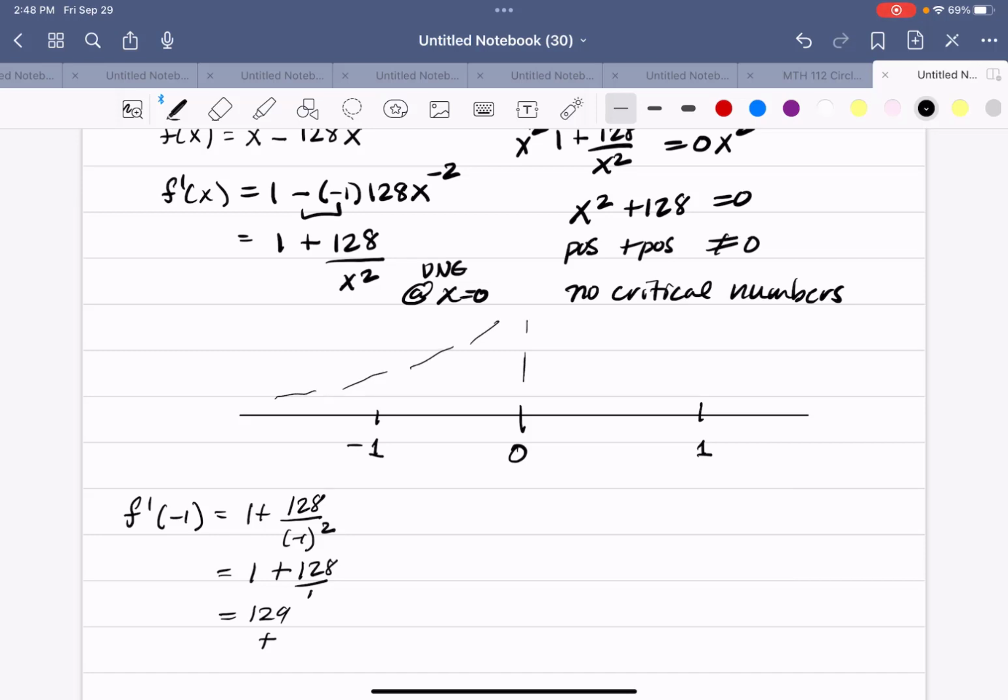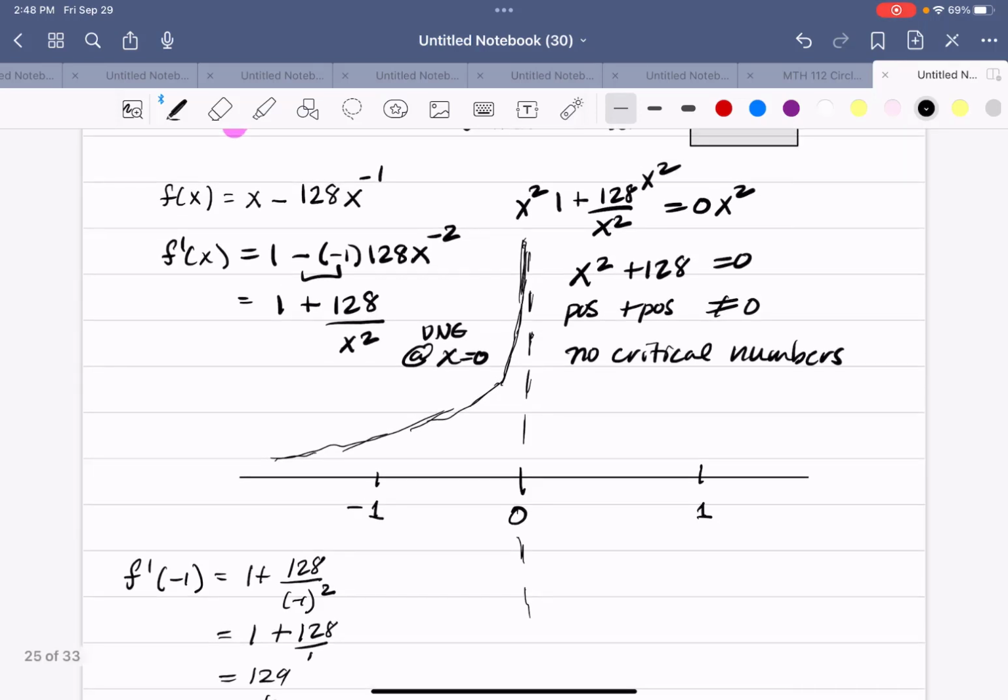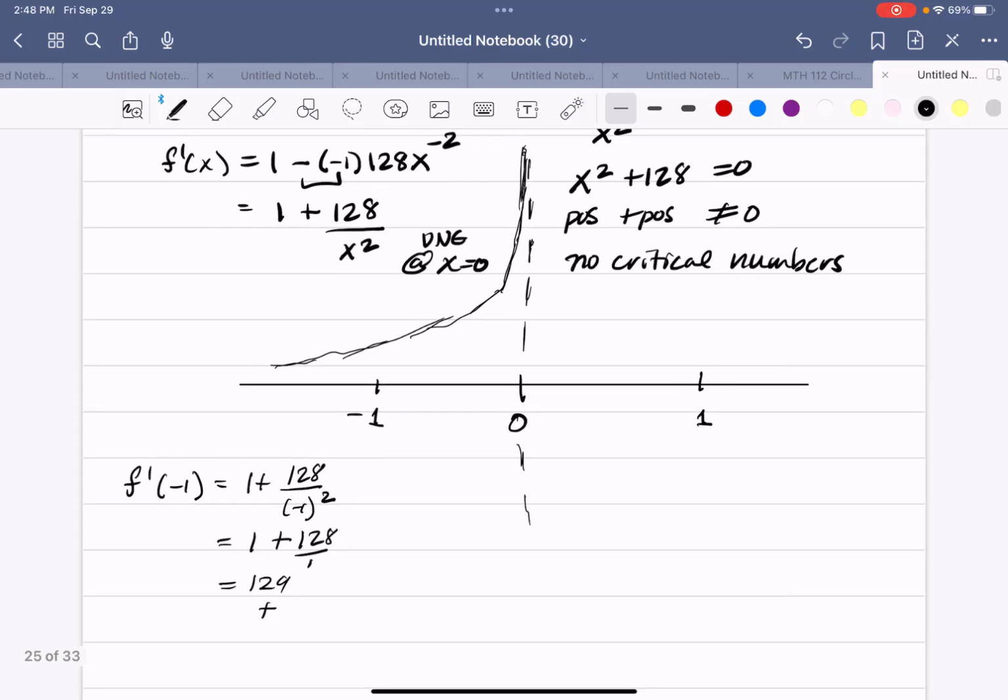Now be careful, it doesn't exist at 0. So what happens is, and you may remember, there's going to be an asymptote there. It continues to increase, but it never touches that 0 because it would make the original function undefined. There's an asymptote. If I put in a 1, f prime of 1 is 1 plus 128 over 1 squared, which is also 129. So it's also increasing forever on this side.